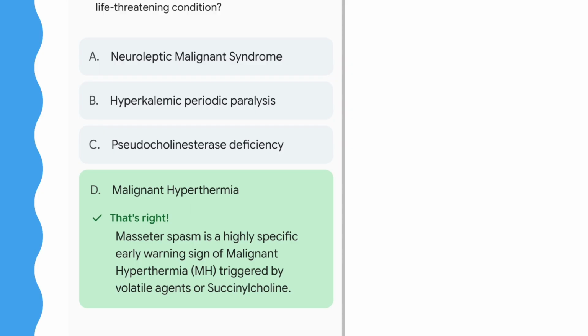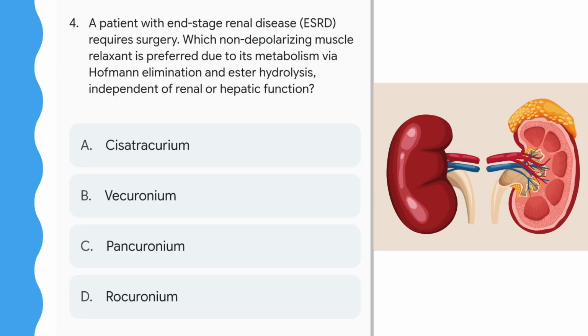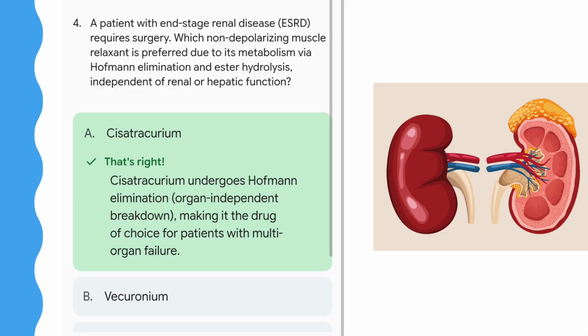A patient with end-stage renal disease, ESRD, requires a surgery. Which non-depolarizing muscle relaxant is preferred due to its metabolism via Hoffman elimination and ester hydrolysis? This is independent of renal or hepatic function. Options are: option A, cis-atracurium; option B, vecuronium; option C, pancuronium; option D, rocuronium. The correct answer is option A, cis-atracurium.